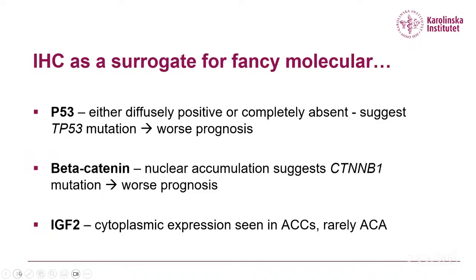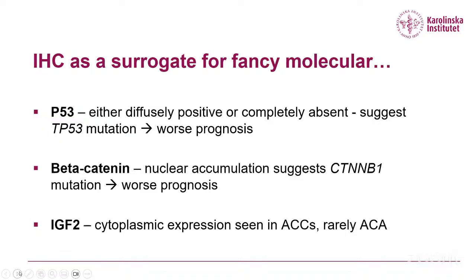I use immunohistochemistry as a surrogate for these fancy molecular techniques. I use p53 staining, of course, which might help detect the p53 mutation, which in turn can be somatic or germline. The p53 mutation is in itself coupled to worse prognosis. If you have an ACC with a p53 mutation, the patients do worse than if they don't. The same is true for CTNNB1, beta-catenin. If you have that mutation, of course, you will have a nuclear accumulation of the antigen. So I stain for beta-catenin, and again, this is an indicator of worse prognosis.